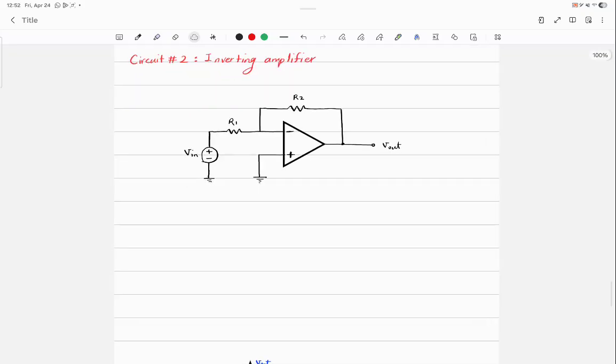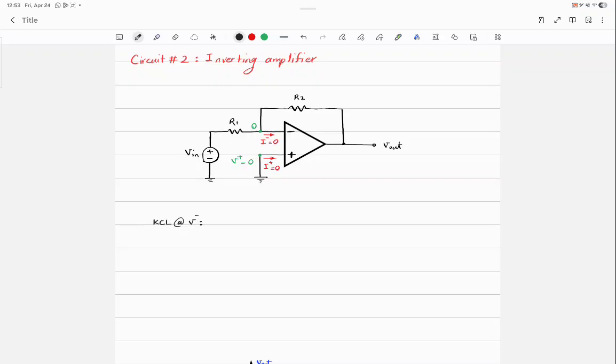Okay, let's talk about the inverting amplifier. Again, applying the op-amp rules. I positive is 0. I negative is 0. Voltage at the positive terminal is 0, so is the voltage at the negative terminal, 0 volt. Again, I'm going to write a KCL at V negative.